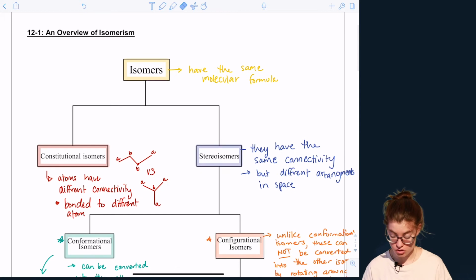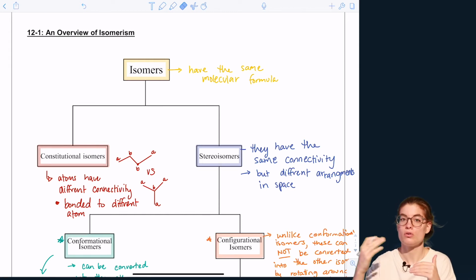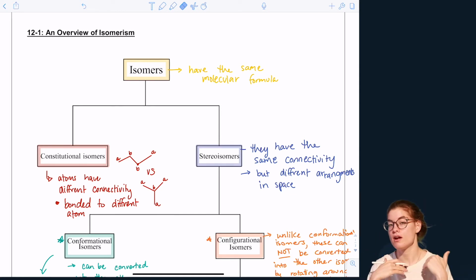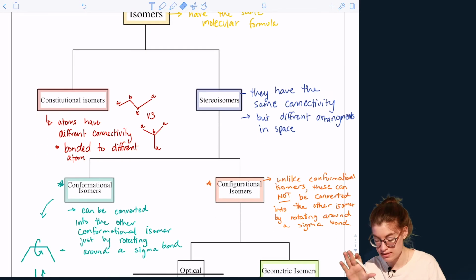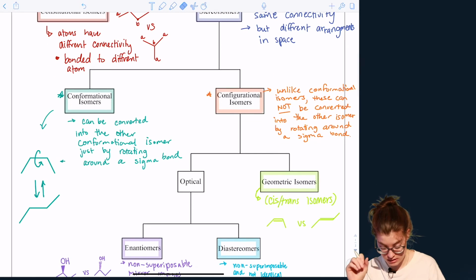Now, stereoisomers, on the other hand, actually have the same connectivity. The only thing that differs between the isomers is the arrangement of their groups in space. A carbon is still bonded to the same carbon as it was in its isomer, only maybe instead of going behind the page, it's coming in front of the page, or vice versa. So they have groups that have the same connectivity, but differ in arrangement in space.